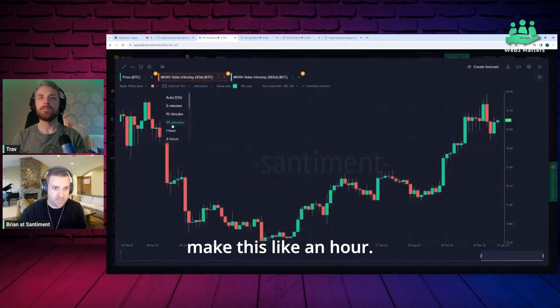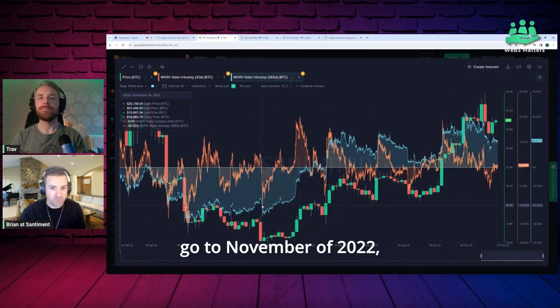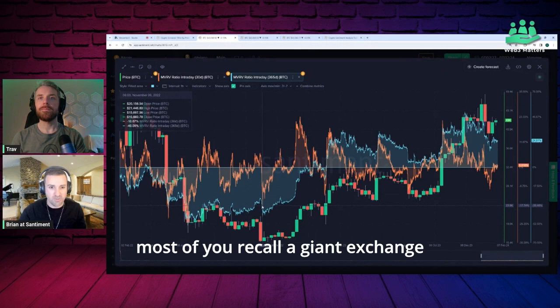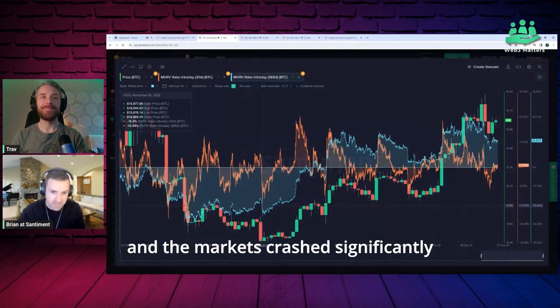In fact, I'll just make this like an hour. We don't need to be that granular for the interval. So for example, if we go to November of 2022, most of you recall a giant exchange known as FTX collapsing, and the markets crashed significantly.